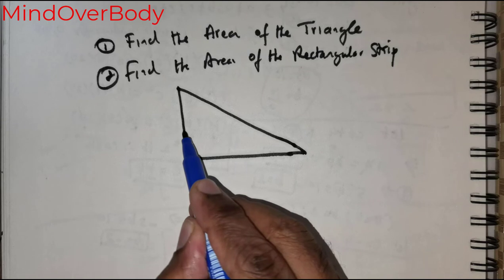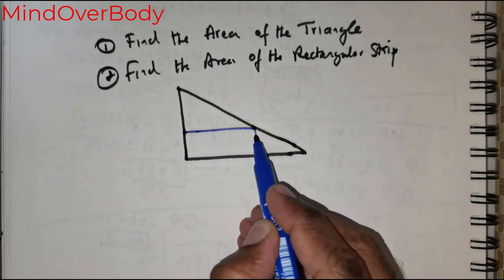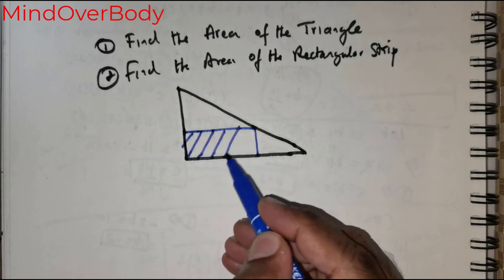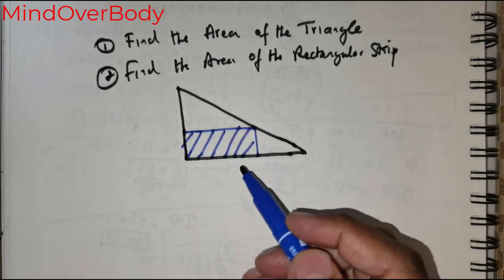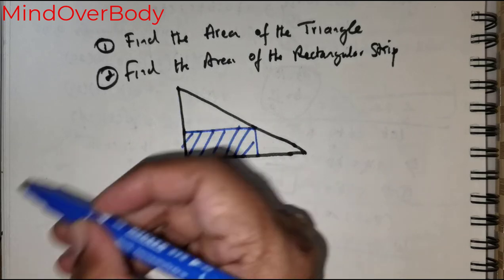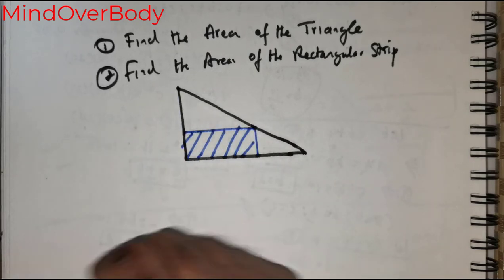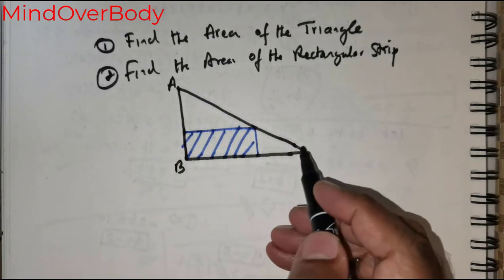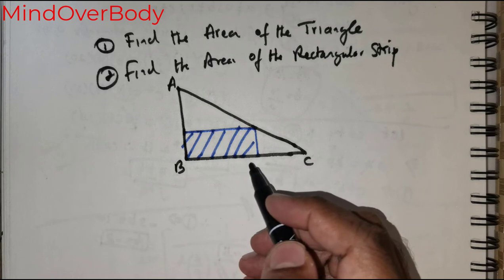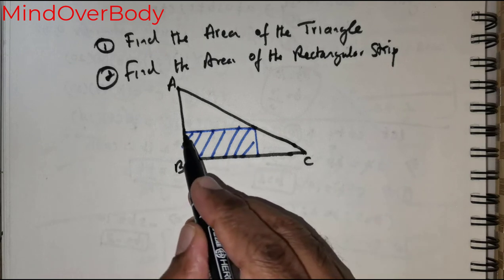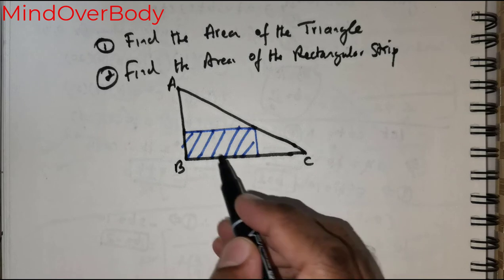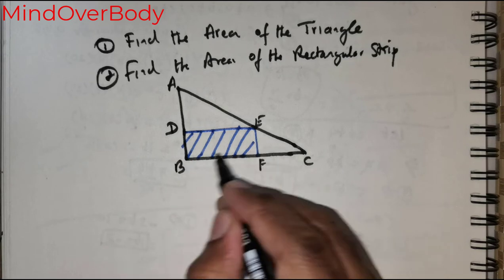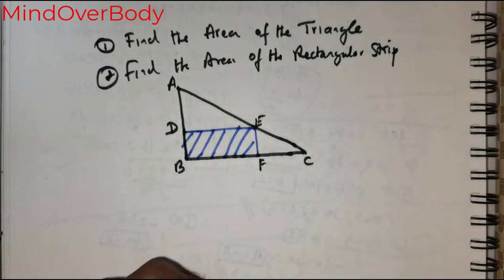So let me draw the strip. So this is a rectangular strip. Now we are expected to find the entire area of the triangle, as well as we have to find the area of this rectangle. So this is an interesting problem.